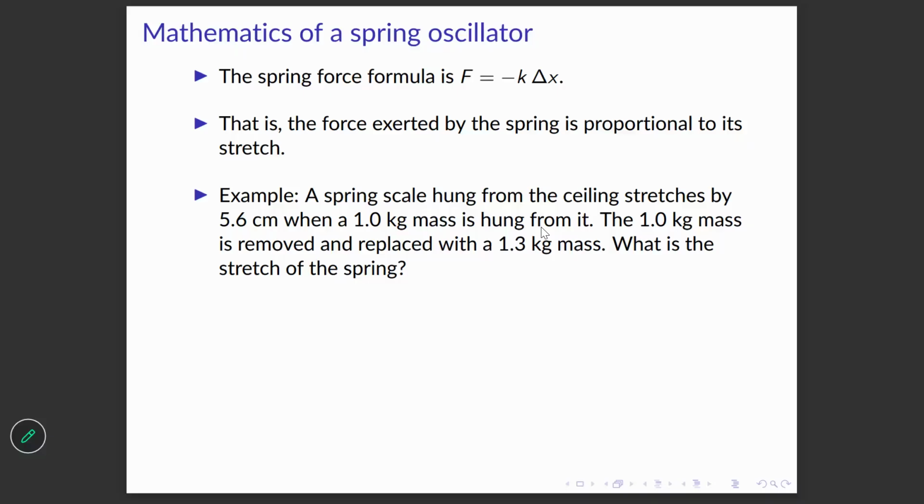There we go. Okay, so here's how I'd analyze this. I've got a 1 kilogram object, and the spring has stretched to 5.6 centimeters. I should be precise. The spring has stretched by 5.6 centimeters. I never told you its equilibrium length. How I would start to understand this is to say if it's just sitting there, the up force and the down force must balance. Kx equals mg.